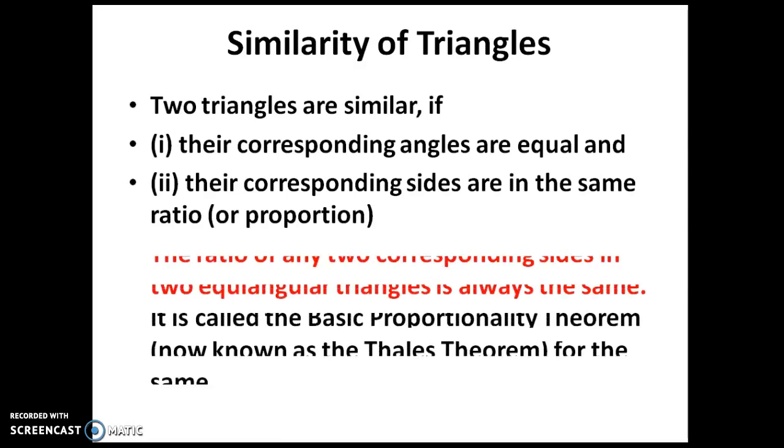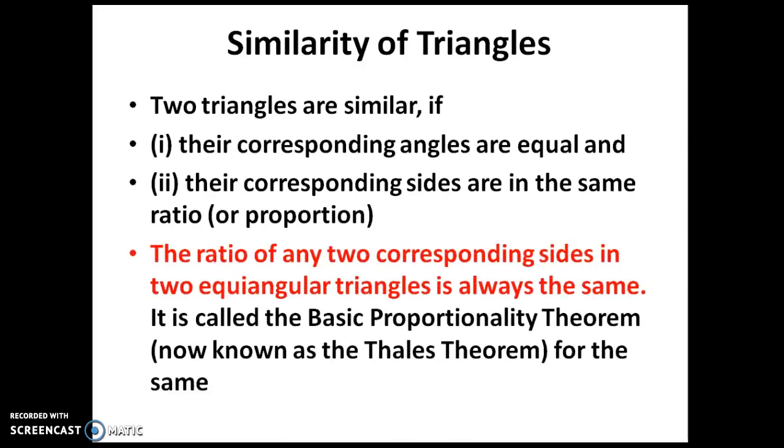Then the ratio of any two corresponding sides in two equiangular triangles is always the same. It is called the basic proportionality theorem, now known as Thales' theorem. A famous Greek mathematician, Thales, proposed the basic proportionality theorem. We are going to see the theorem in detail now.